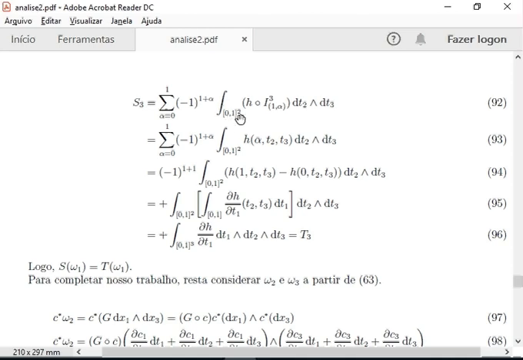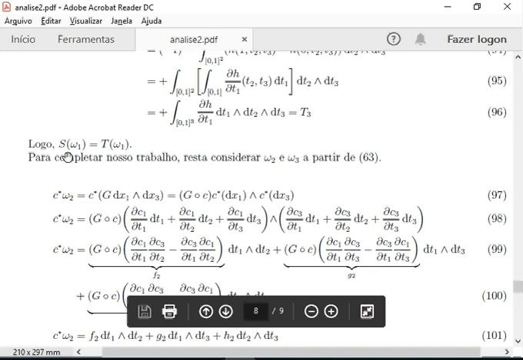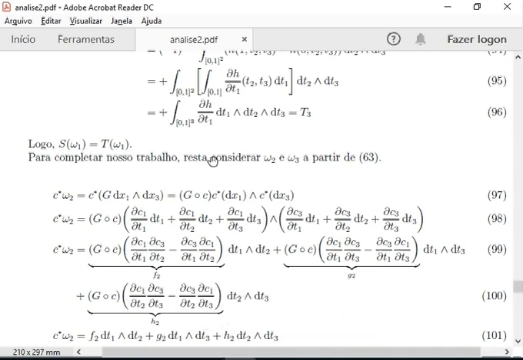Again, S3 is the sum over the straight square 0, 1. It is alpha, t2, t3 by h(1, t2, t3) minus h(0, t2, t3), plus 1 plus integral over 0, 1, 0, 1. Fubini with 0, 1, 0, 1, 0, 1: dh over dt1, integrated over dt1, dt2 wedge dt3, equals T3. S on omega 1 is equal to T on omega 1.